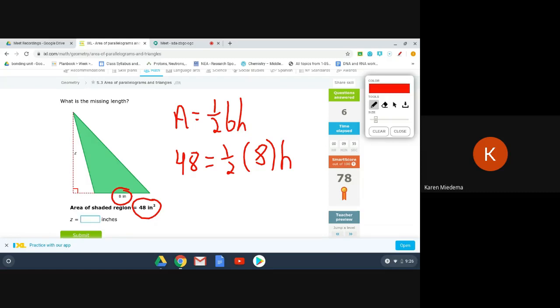So we're going to leave it as the variable h. Okay, let's simplify on the right-hand side. We have 1/2 times 8, which is 4, giving us 4h. And now we have a one-step equation. 48 equals 4h. If we want to get h by itself, we divide both sides by 4. 48 divided by 4 is 12. So we find out that the height is 12 inches.